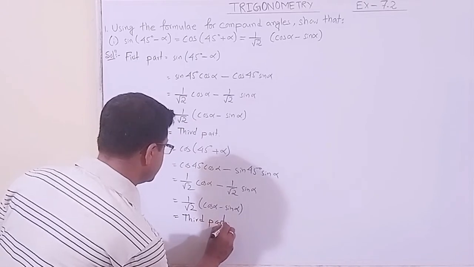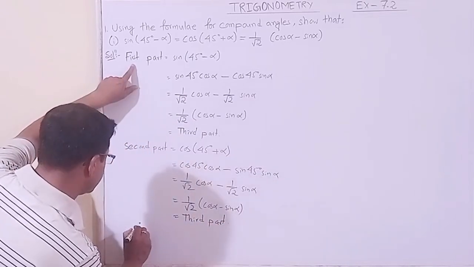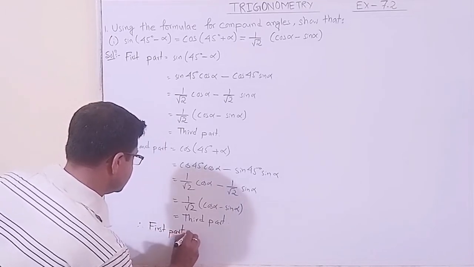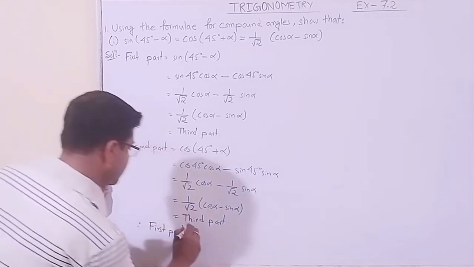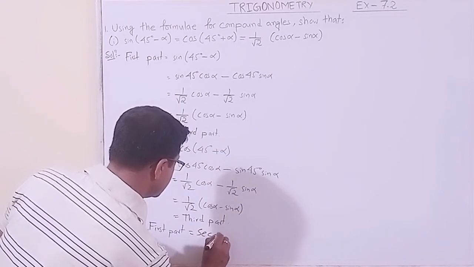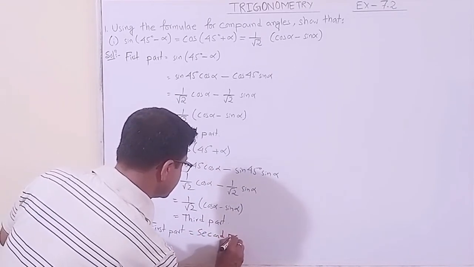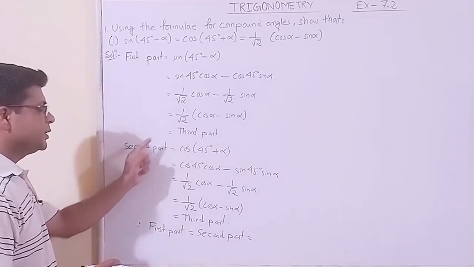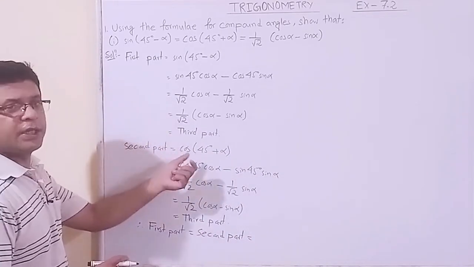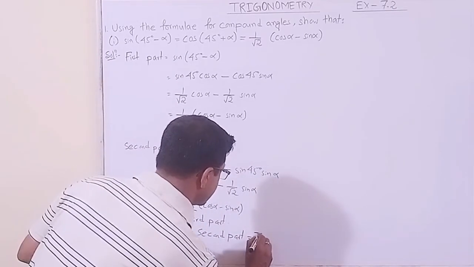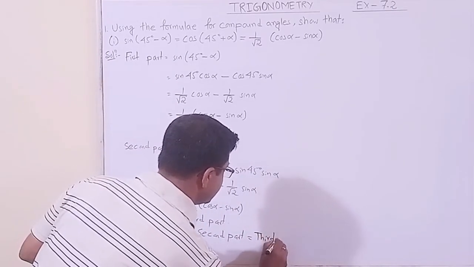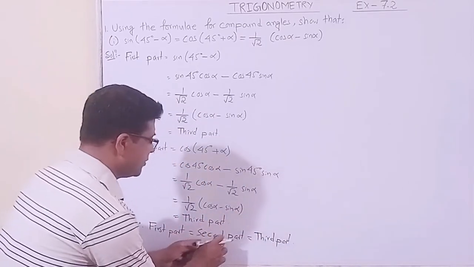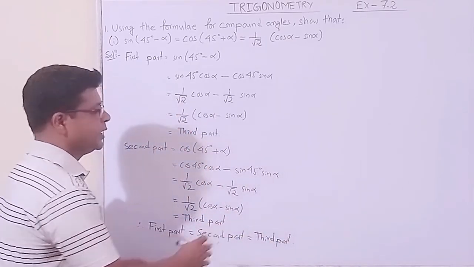So actually what have we proved? We have proved that therefore first part is equal to second part. How can we directly write first part is equal to second part? Because first part equal to third part, second part is also equal to third part, so mutually they are equal to third part. If you did not understand, it means that first part equal to third part, second part is also equal to third part, so they are equal to each other.